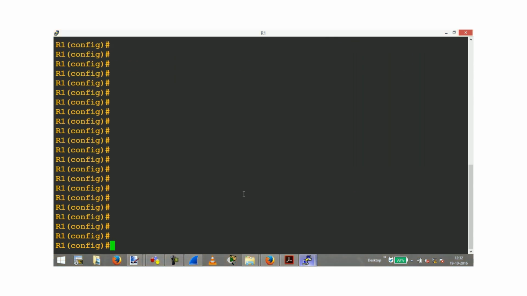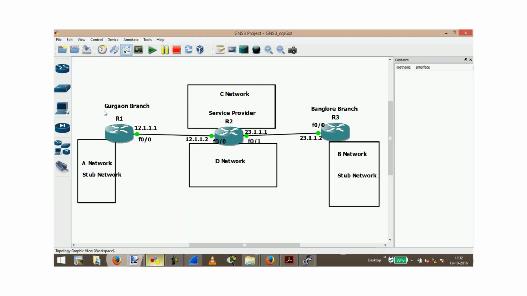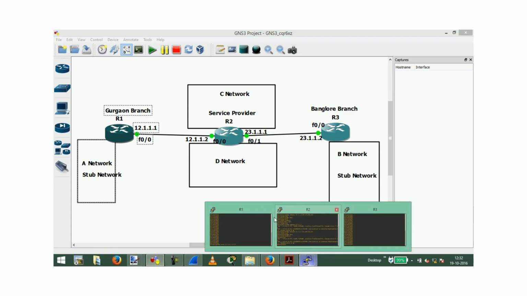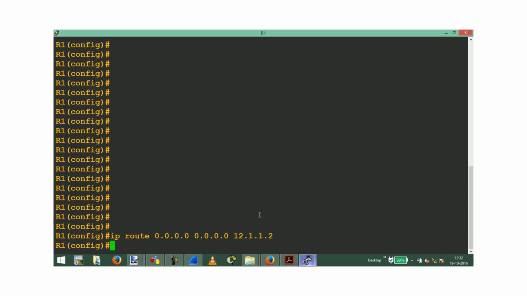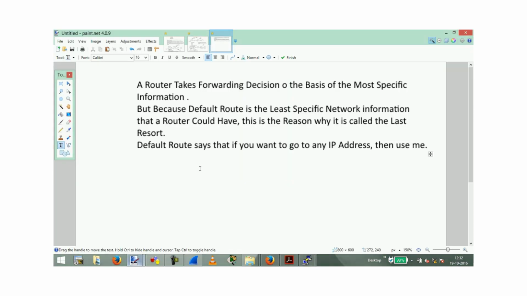The way we configure static routes, the same is the way to configure a default route, ip route. But now the network ID that we are going to mention is 0.0.0.0, and the subnet mask that we are going to mention is 0.0.0.0. And then the next hop that we are going to give is what? Perfect. If R1 wants to send data to any IP, then it has to send data to 12.1.1.2. That is the next hop for it. Now let us try to understand what it means.